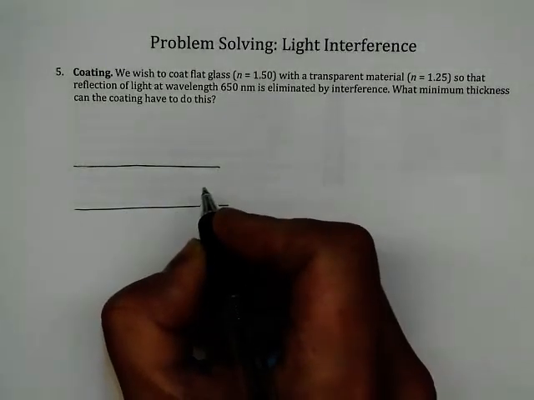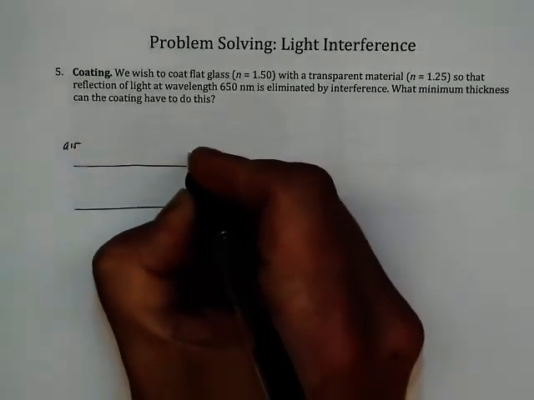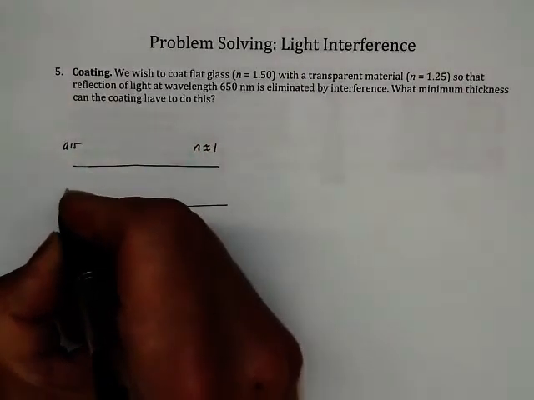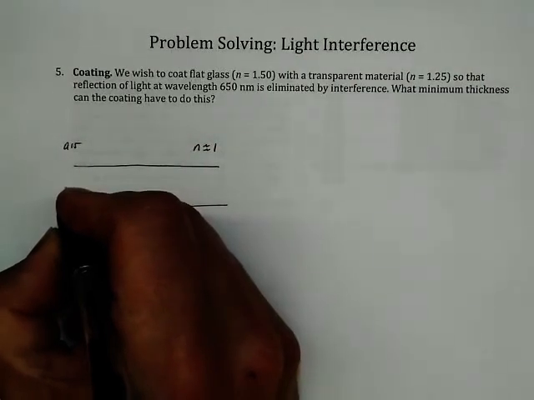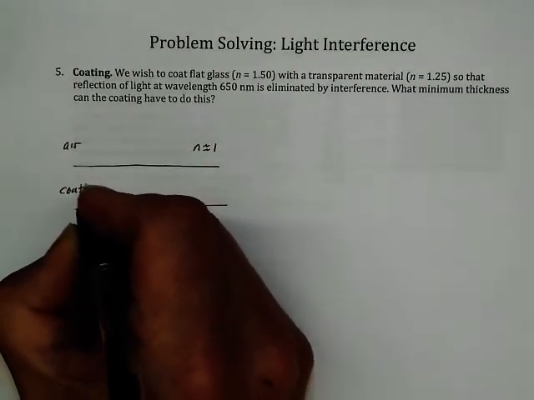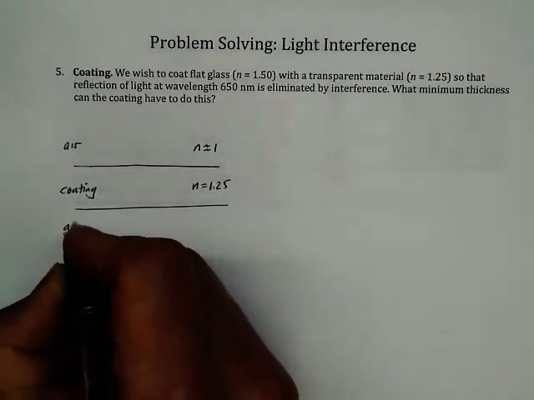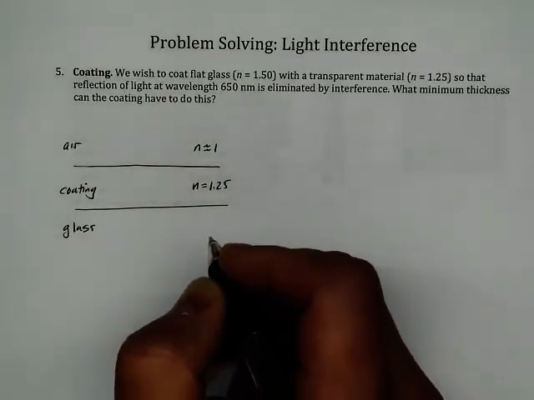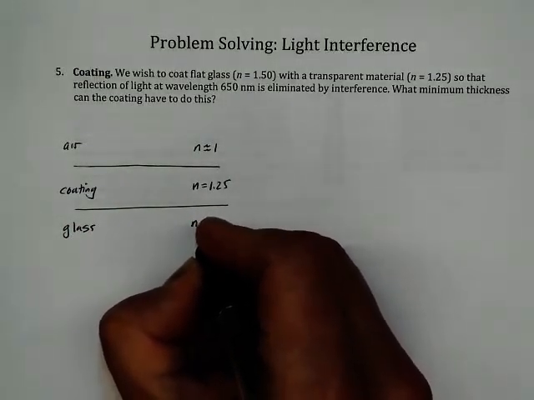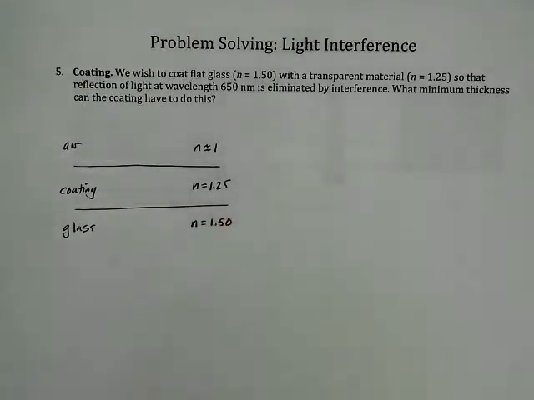So I've got air up here, which has an n of about 1. I've got some coating, which I've chosen with an index of refraction of 1.25, and then down here is glass. So this might be the physics behind making glasses. For those of you that wear glasses that have anti-reflective coatings, you can coat the glass so that certain kinds of light are eliminated by interference through that reflection event off of that glass.